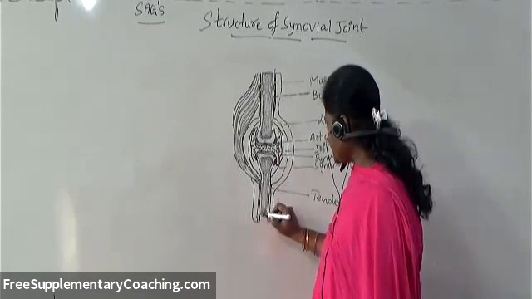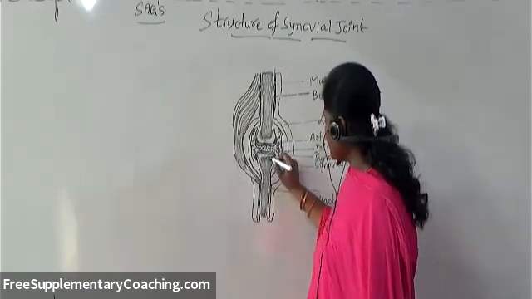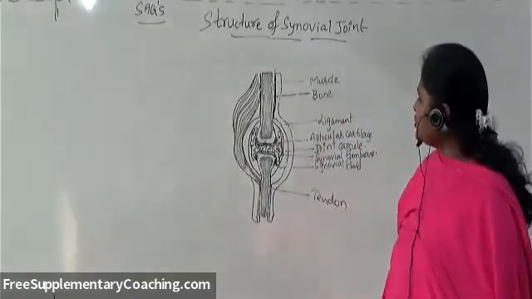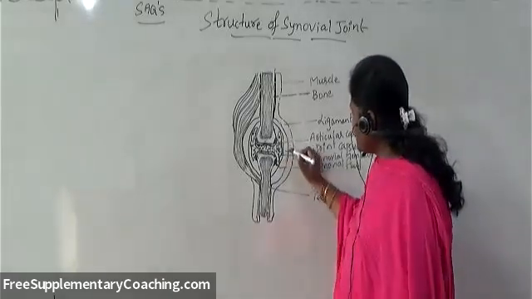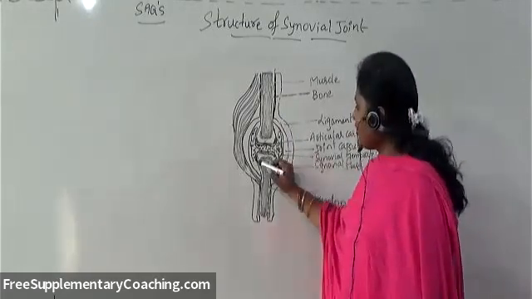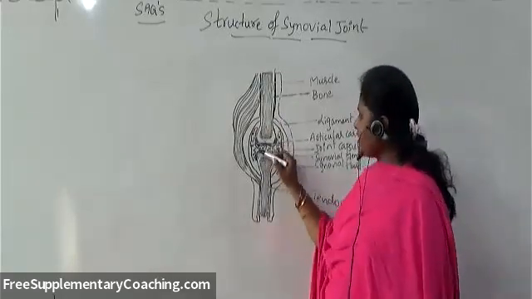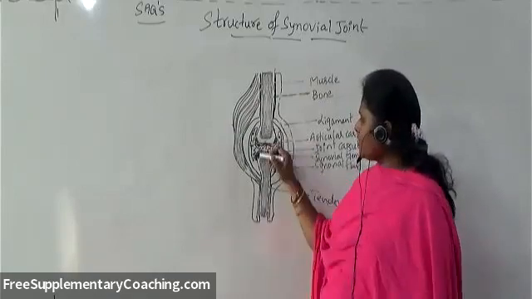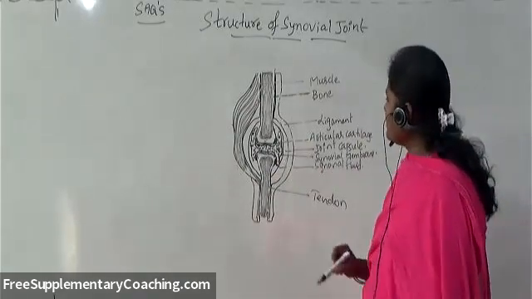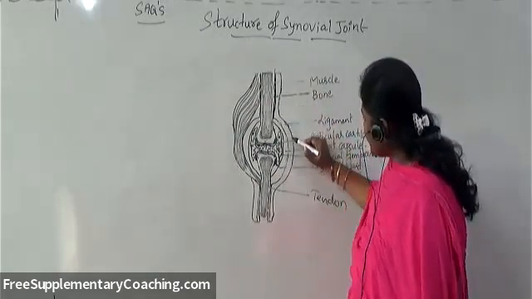I hope you have understood this diagram. When you know the content, you can draw the diagram easily. First, I have drawn two bones. After drawing two bones, I have surrounded them with a joint capsule. I have lined the ending of each bone with articular cartilage. At the center, I have filled it with synovial fluid enclosed by synovial membrane. After that, I have shown the ligament, which is covering two bones together.